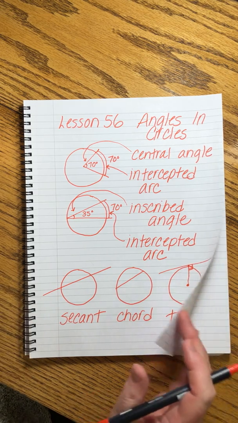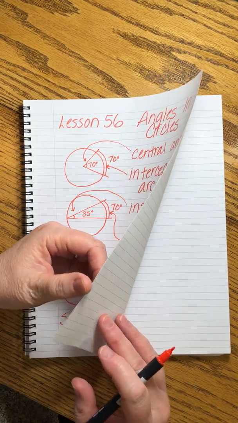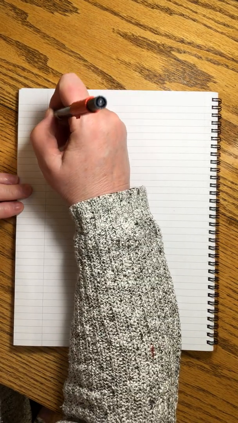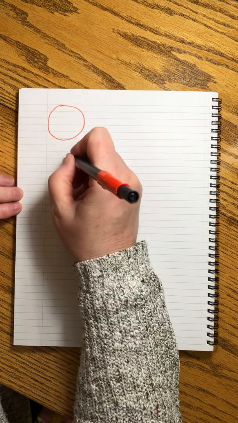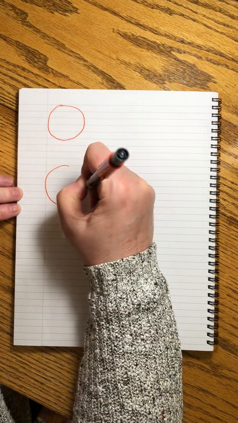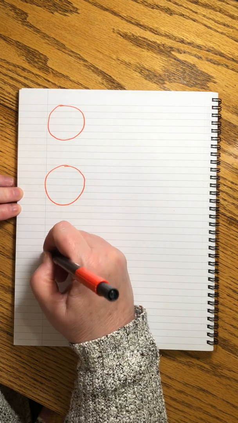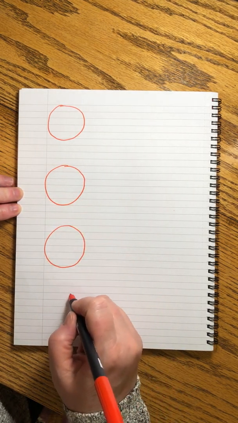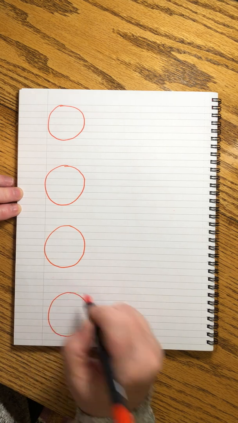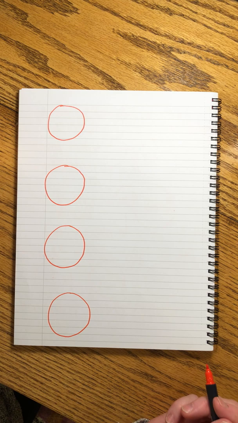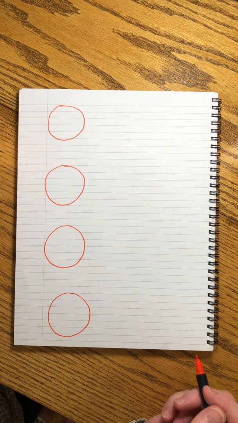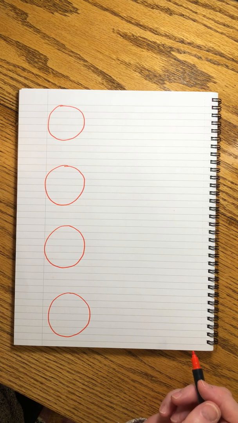Ready? There are 4 different types of circles we're going to look at in this. So you might want to start on a new page, and let's just draw the 4 circles. Give yourself some space to write. In the first circle, we're going to show 2 lines that intersect inside the circle.